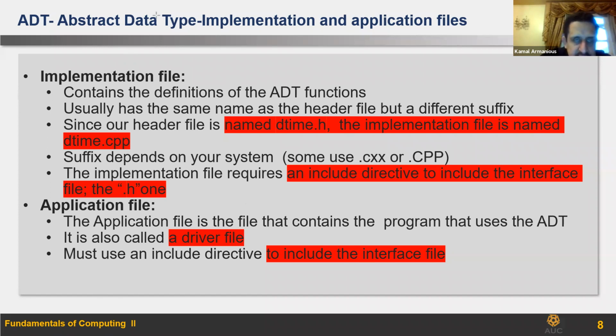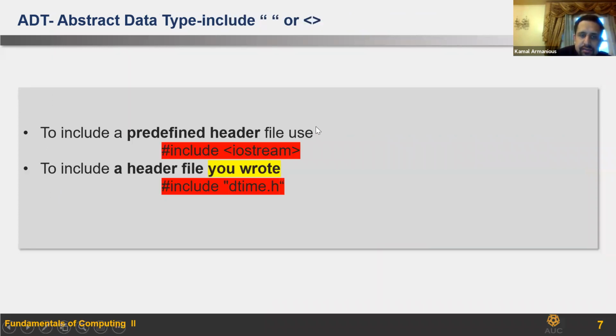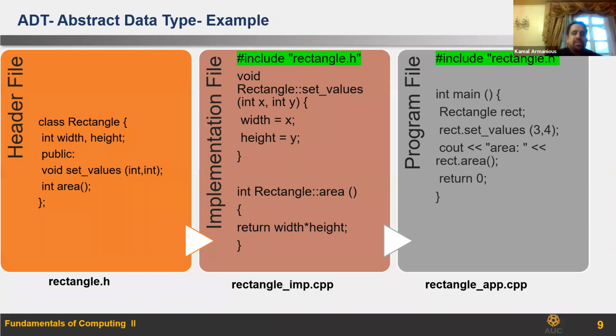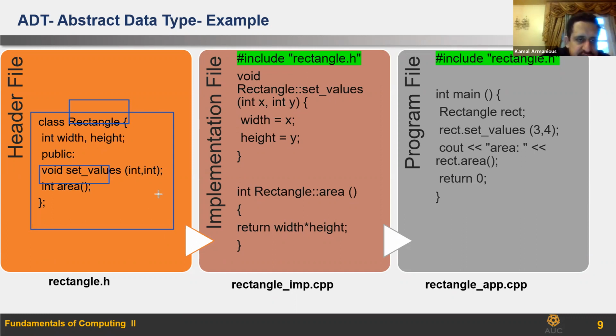So, how does this look like? The following. This is the header file. Class rectangle, width and height, set values and area. Those are the functions and those are the attributes. So this is basically the header file.